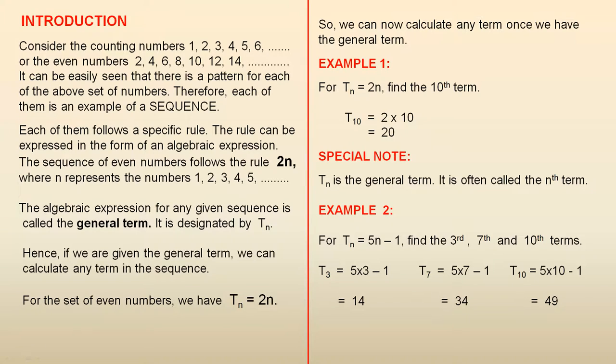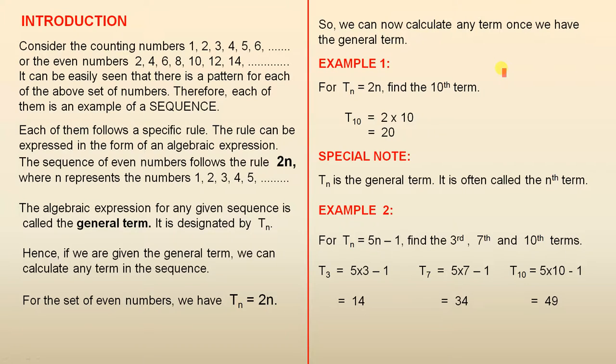The algebraic expression for any given sequence is called the general term. It is designated by t to the n, where n is a subscript. We'll call it Tn. Hence, if we are given the general term, we can calculate any term in the sequence. For the set of even numbers, we have Tn equals 2n. So we can now calculate any term once we have the general term.